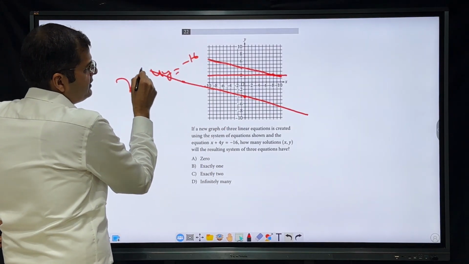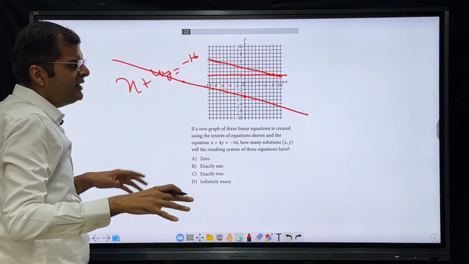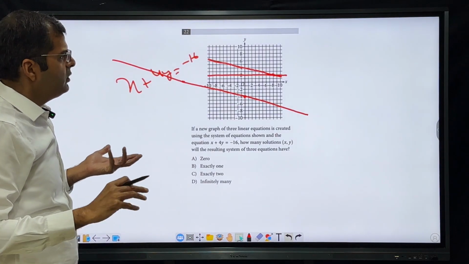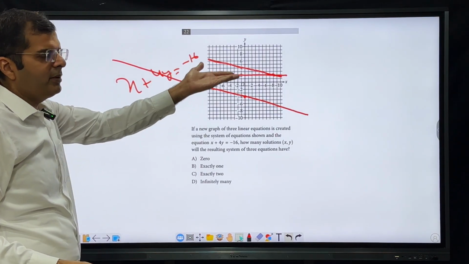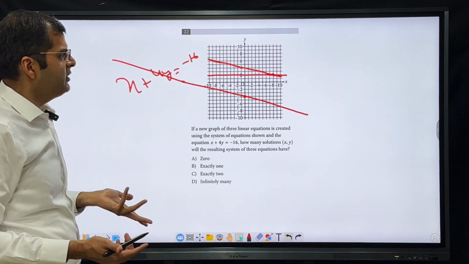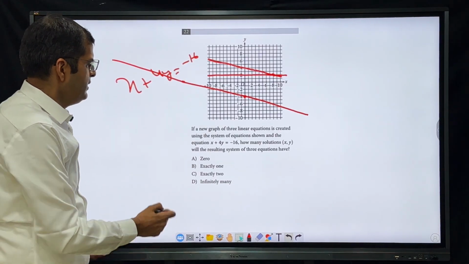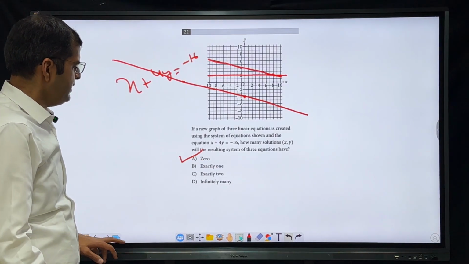Now if you look at it, these two lines intersect there. These three lines, do they ever intersect at a common point? No, they never intersect at any common point. Okay, so if they never intersect at any common point, all three of them will not have any solution. So answer option A, 0, is the correct answer.